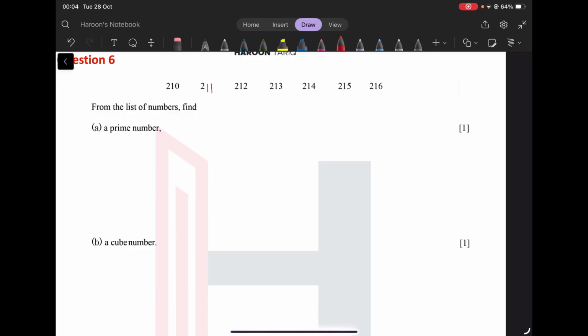This is 211. From the list of numbers, find a prime number. So we are looking for prime numbers over here. We have 211. Even numbers can't be prime numbers, so 210, 212, 214, 216 are out. 215 is in the table of 5, that is out as well. 213, this is in the table of 3. So the only option left, 211, would be a prime number.